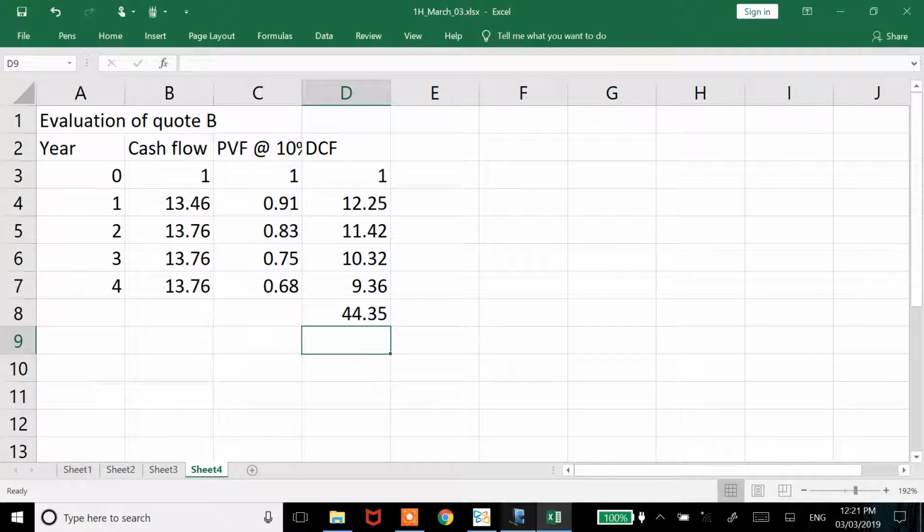Quote A had 40.35 lakhs of outflow. Quote B has 44.35 lakhs of outflow. The adjustment was only that one critical adjustment, which is in case you paid at the beginning of the year. We have already seen this in some other question where we had assumed X and done the calculation. So, quote A 40.35 lakhs, quote B 44.35 lakhs.